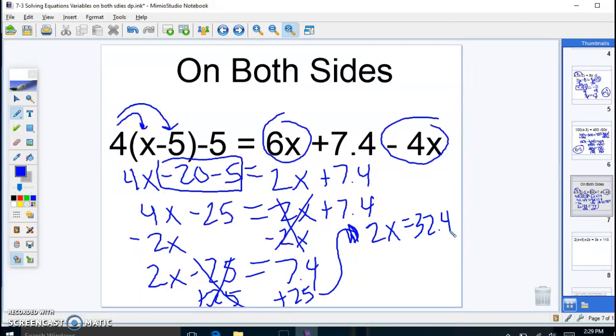Even though you have a decimal, it doesn't do anything different to the problem. We still follow the same process. This is 2 times x. So to undo multiplication, we need to divide both sides by 2. And when we do that, the 2 cancels out, and x is equal to 16 2/10.